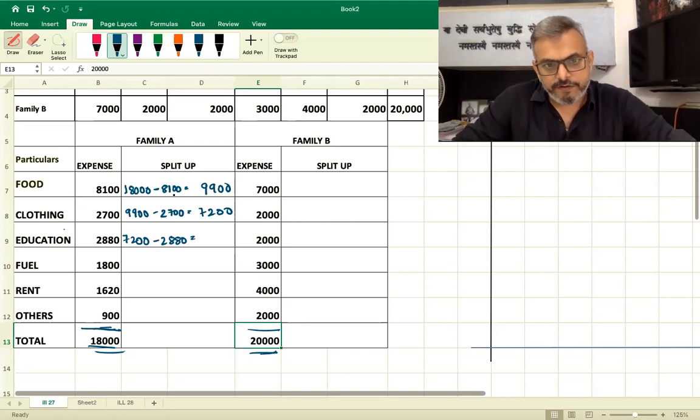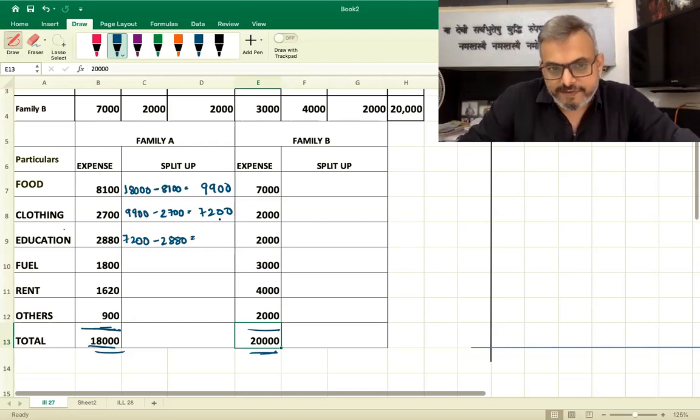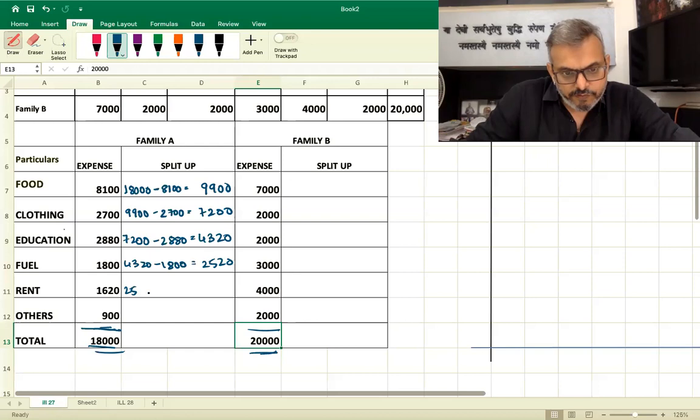So from 18,000, minus 8,100, you get 9,900. 9,900 minus 2,700, you get 7,200. 7,200 minus 2,880, you get 4,320. Then 4,320 minus 1,800, you get 2,520. And then 2,520 minus 1,620, you get 900.